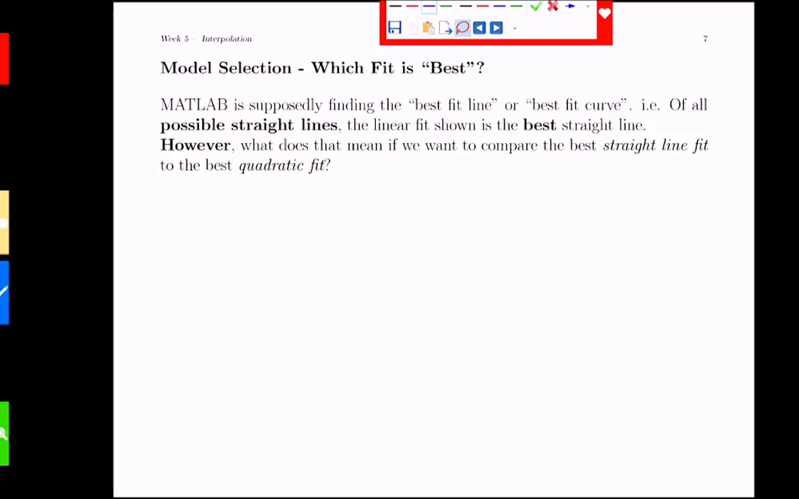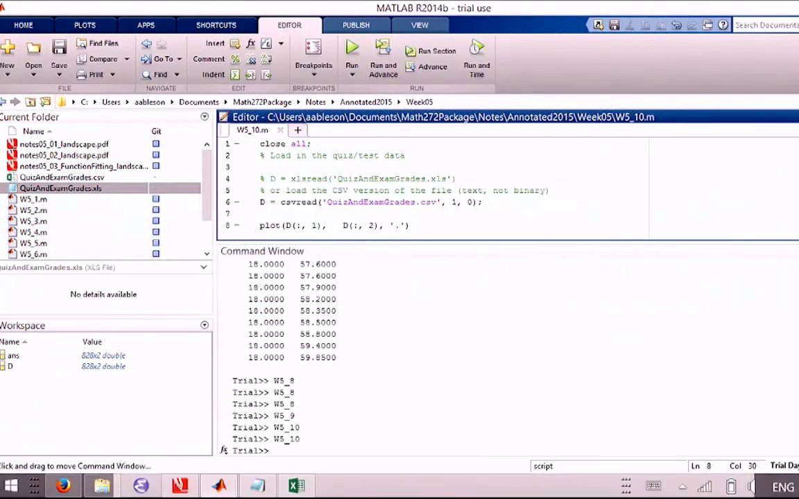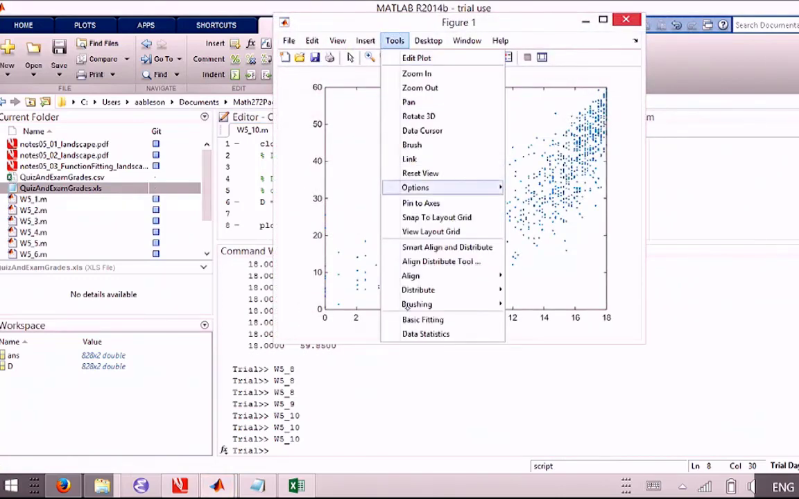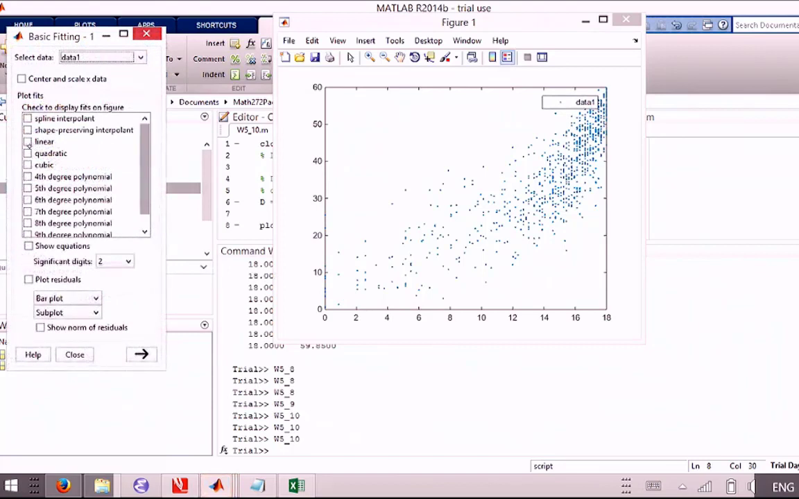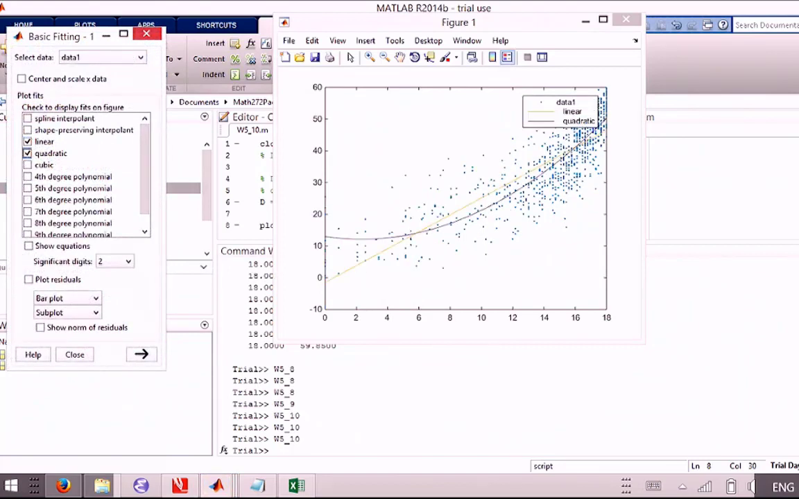So that seems really easy, and it is really easy. Let me just run that again and put some things on top. It's under Tools, Basic Fitting, Linear and Quadratic. There we go. And we can get the formulas.